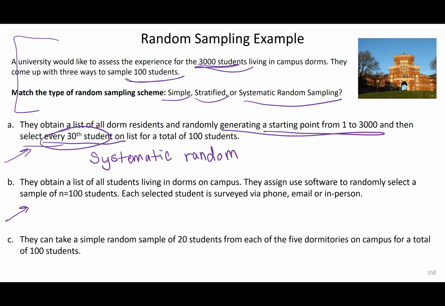So for B, we have a list of all students living on campus, and they randomly select 100 from that list. We aren't looking at groups. We aren't looking at every number student, so this is just going to be a simple random sample. So those 100 students were just as likely as any of the students in the 3,000 to be picked. So simple random sample.